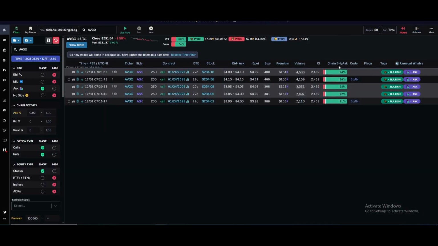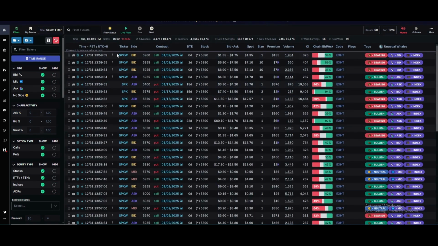In order for us to look into this a little more, we're going to remember this is AVGO on 1231, the 250 call, and they're targeting the 124 contract. We're going to write that down. We're going to write down that it's 22 days out. And now here's what we're going to do: we're going to reset everything, and we're just going to look at the raw flow for this contract right here.